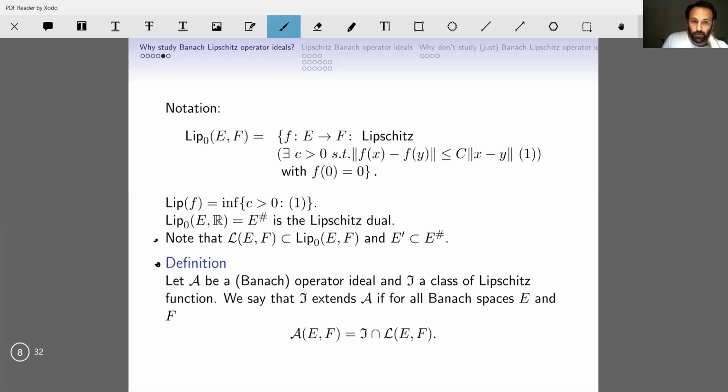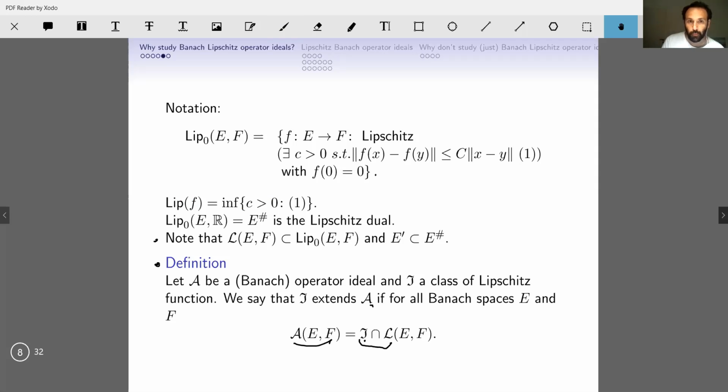Now we have a definition. For a fixed Banach operator ideal A and a class I of Lipschitz functions, we will say that the Lipschitz class I extends A if, for all Banach spaces E and F, the linear operators that belong to the class I are exactly those which belong to A. Okay?